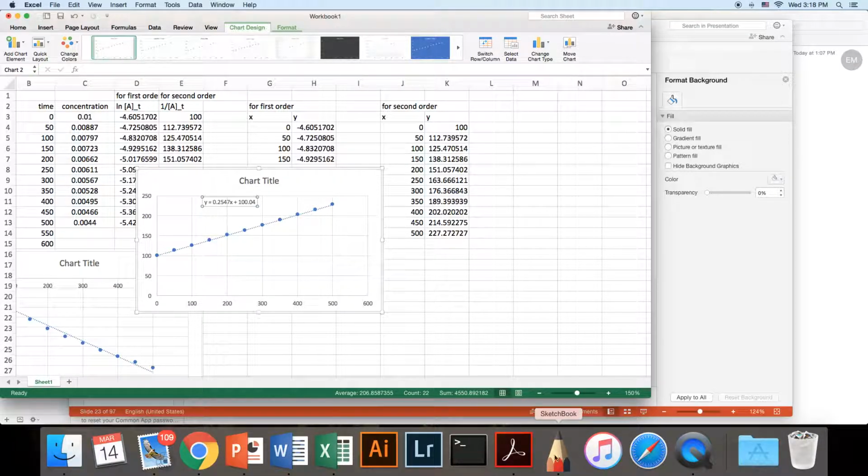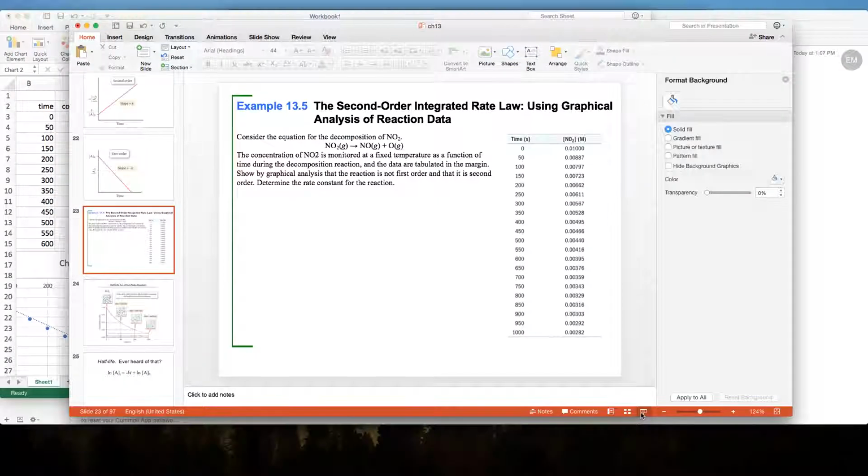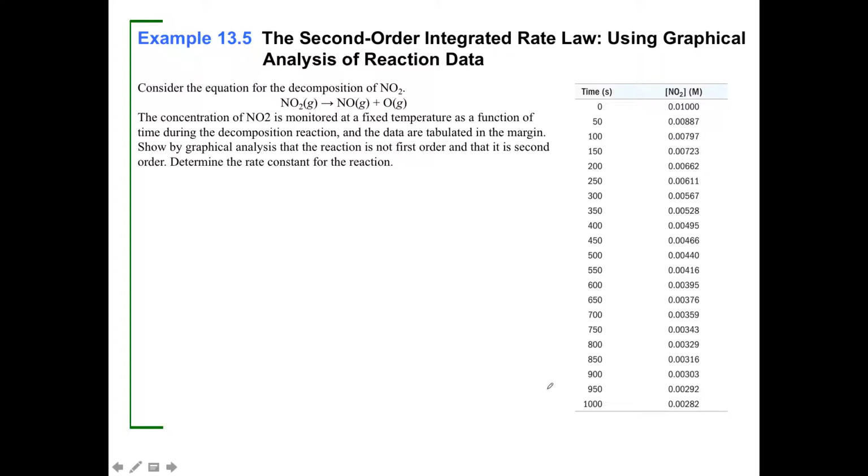Should have written that down. You write it down next time, and then I'm going to ask you in just a second. You tell me what it says. 0.2547. Presentation mode. Pen. Slope is equal to what? 0.2547, okay?